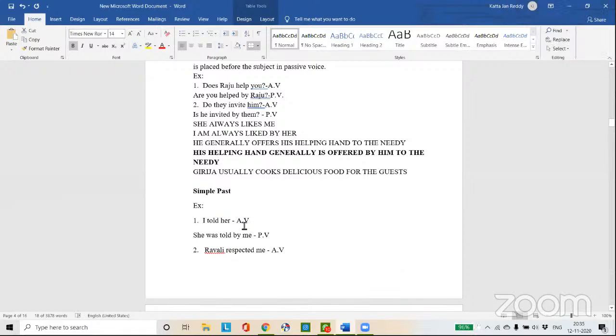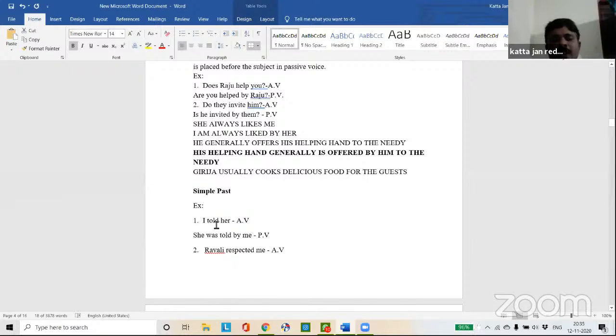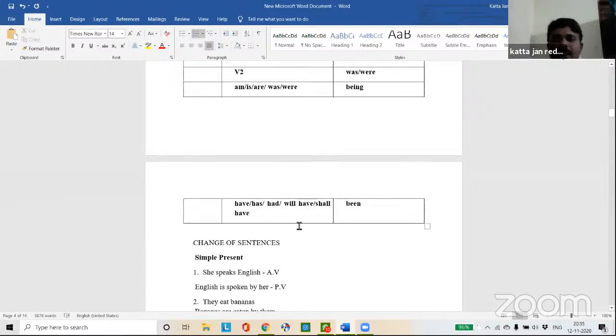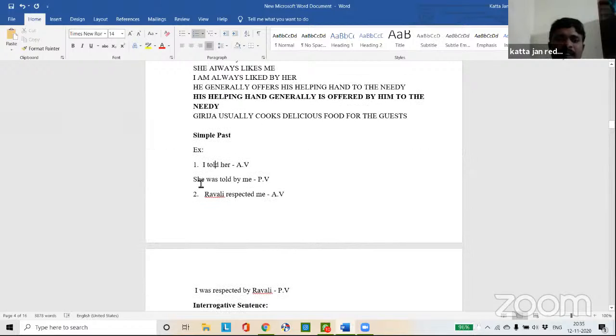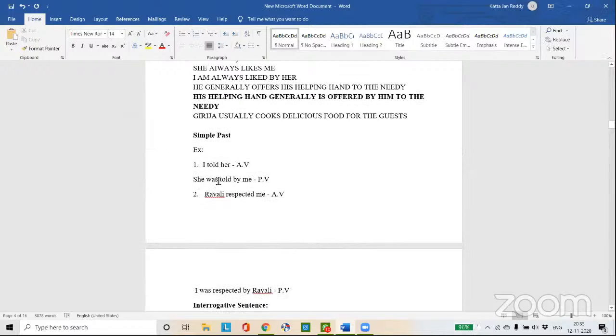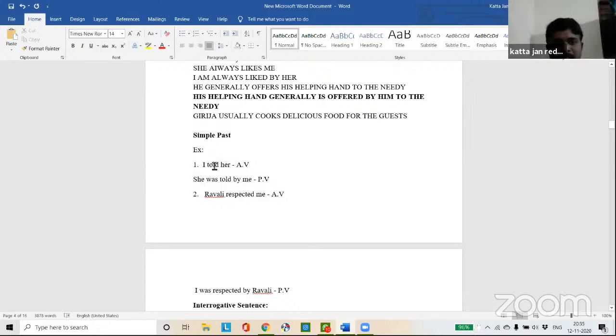Without having a doubt, you can simply change anything else. See here, I told her: I subject, told verb, V2, her object. Her becomes she as subject. Was is used because of V2. Why only was, why not were? Because she is singular. So was. Told is V2, and V2 and V3 forms are both the same, so told again. She was told. After V3, by. After by, the subject is changed as object. I becomes me. That's it.